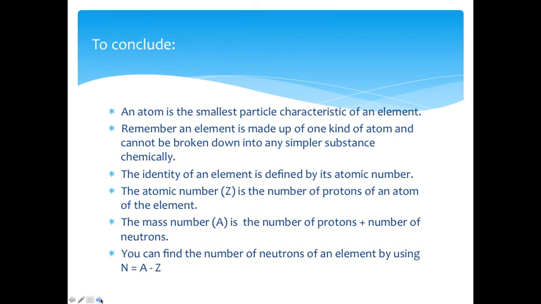The mass number is the number of protons plus the number of neutrons. And you can also use the mass number and the atomic number in order to find the number of neutrons. You can find the number of neutrons using N equals A minus Z, which is mass number minus atomic number will give you the number of neutrons.